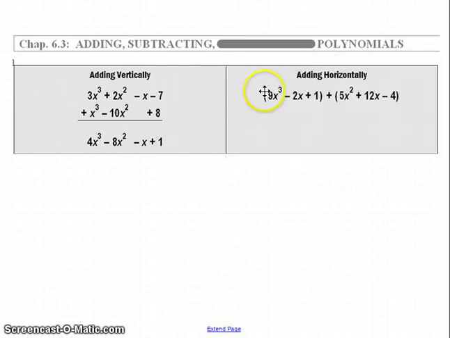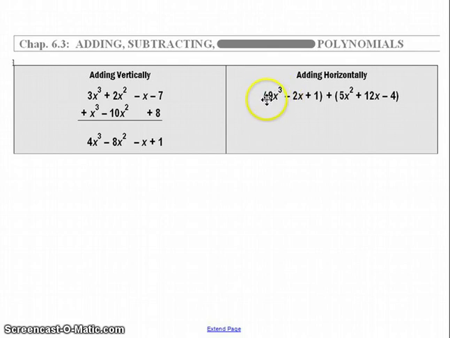Sometimes they're going to be instead presented horizontally. You don't have to rearrange them vertically. I find that it's easier, particularly if it's a long set of polynomials, but you don't have to do that. What you do have to do, though, is identify all of your like terms.